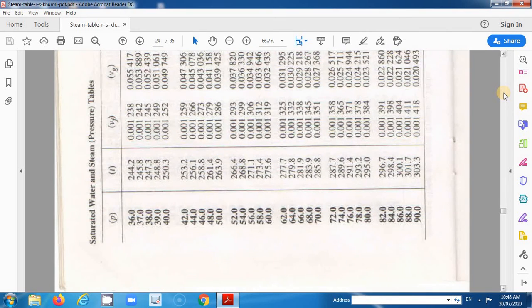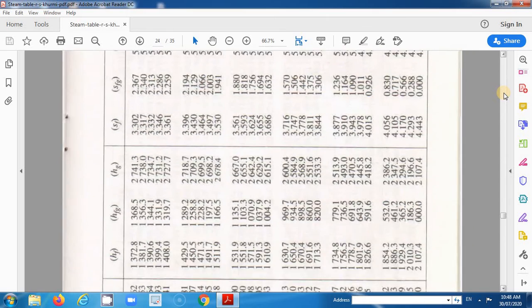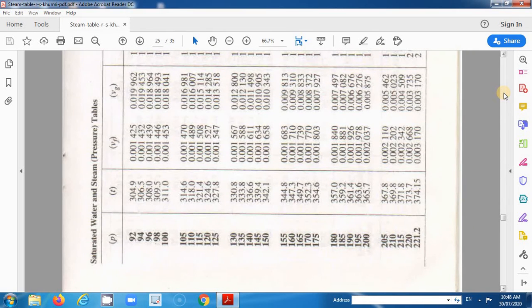You see that it is 221.2 bar. So starting from 0.0061 to 221.2 bar, in between all pressures are taken into consideration and the values are made available in this tabular form. So this is the pressure based steam table.